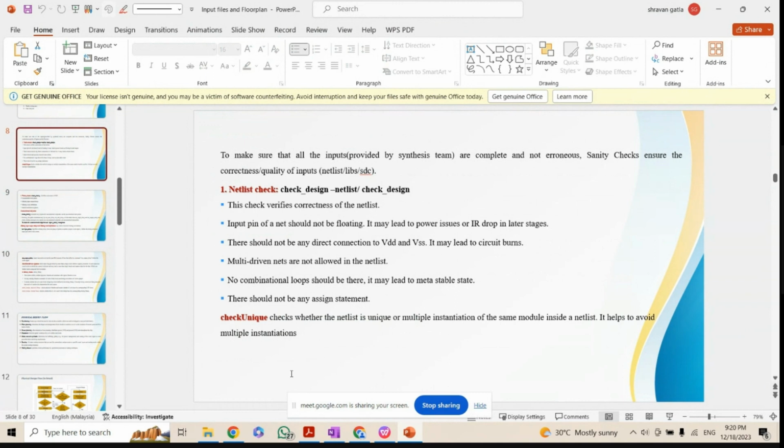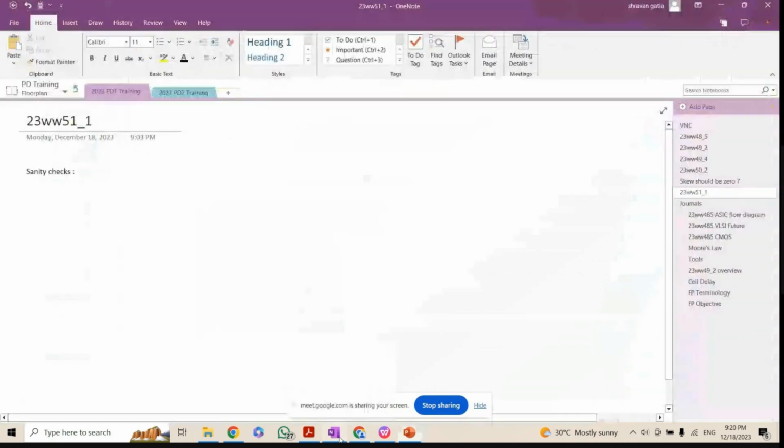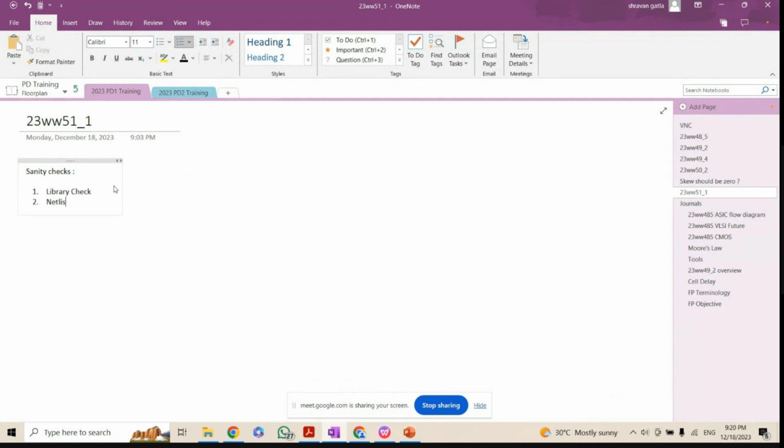Okay, let's go with the library check. What are all the sanity checks? First, library check, then netlist check, and the timing check. Let's see what the library check is.